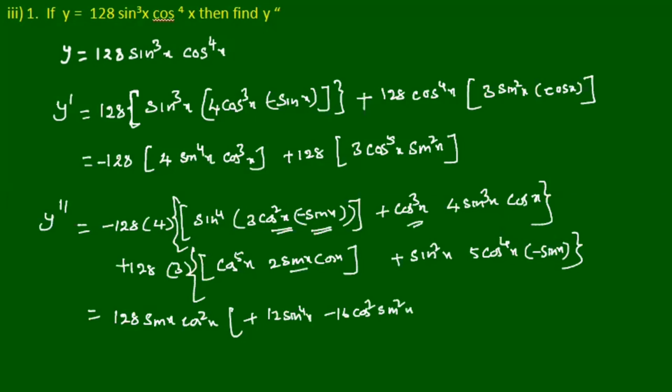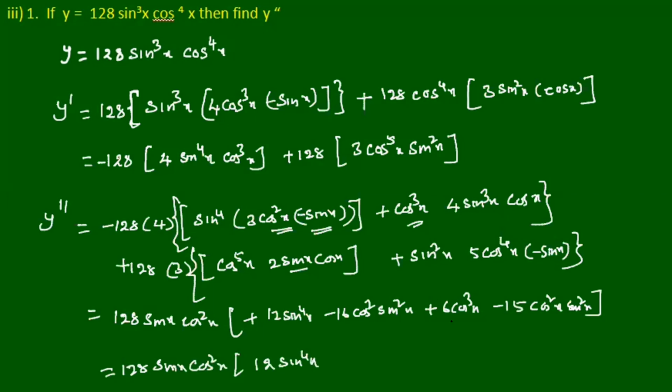Cos cubed x will be there. So 6 cos cubed x, and then 5 3s are 15, minus 15 cos square x sin square x remains. So the answer is 128 sin x cos square x into 12 sin power 4x minus 16 minus 15 is minus 31 sin square x cos square x, and then 6 here, cos power 4x will be there. So cos power 4x.